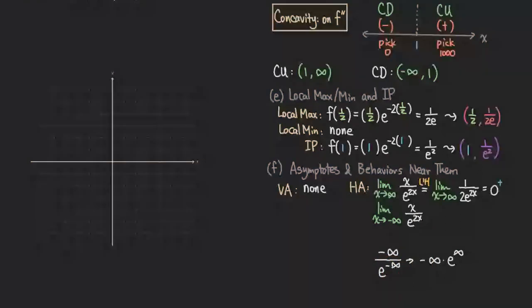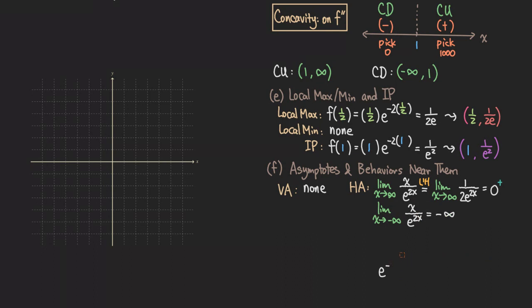E to the infinity is infinity. Infinity times infinity is also infinity. And then we are going to get a minus sign in front of the infinity. So the answer for this one is negative infinity. Okay, so you really got to be careful, right? We cannot blindly apply the L'Hopital's rule.